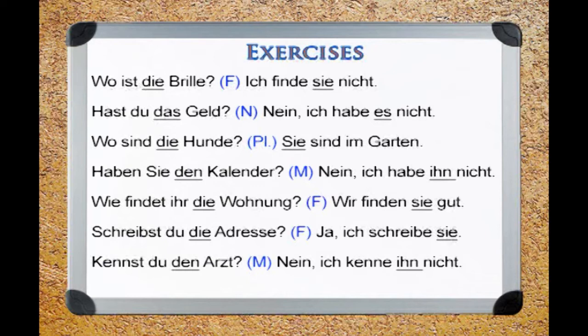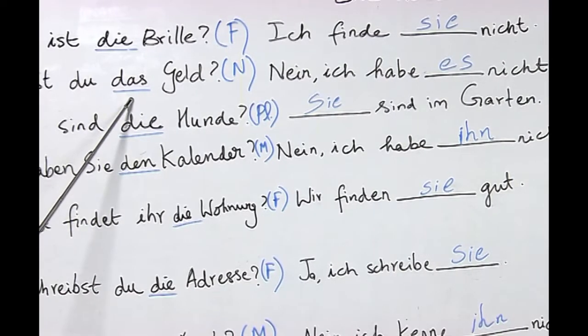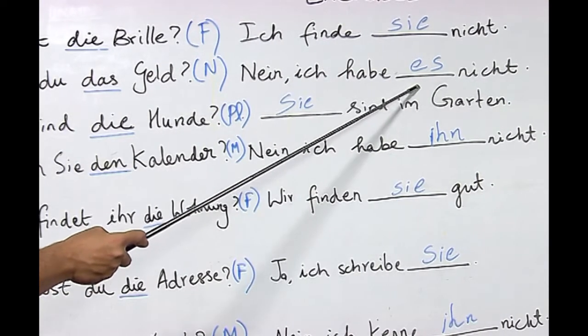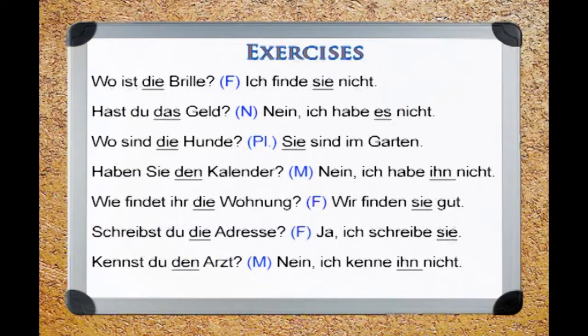Hast du das Geld? This word also would be new for you. Geld means money. Hast du das Geld? Nein, ich habe es nicht. As you can see, the student correctly identified the gender of this noun, which is das, and used this to write the correct pronoun of this noun here in accusative, which is es.